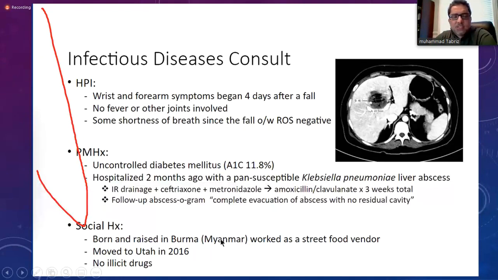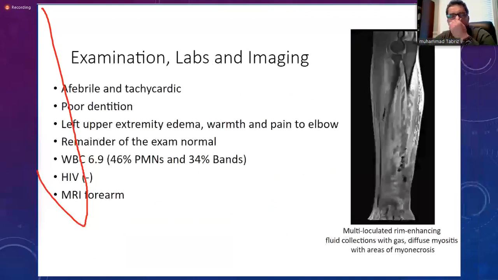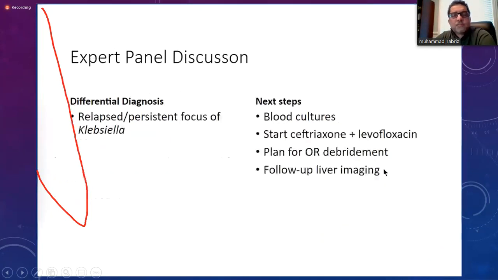That's why travel history is important, right? So this patient was treated with antibiotics appropriately for a liver abscess. 2 months after, it comes to the wrist infection. This is the imaging study of the wrist. You can see gas and everything. So this is a necrotizing infection of the wrist as well as soft tissue.